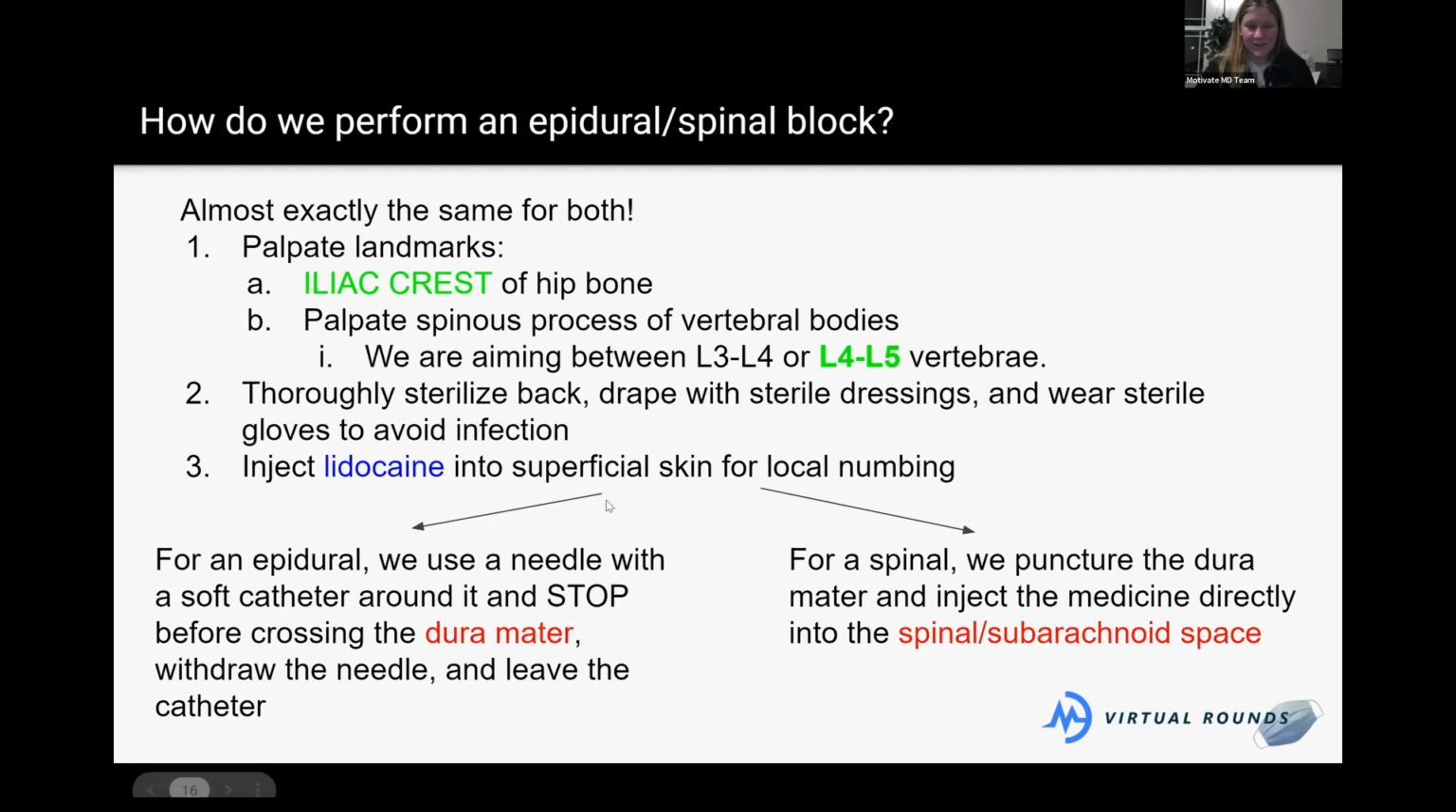And then this is where it splits off. For an epidural, we use a needle that has a soft catheter around it because we're going to thread that into the epidural space to give a continuous infusion. We stop before we cross the dura mater, withdraw the needle and leave the catheter. That's for the epidural. For the spinal, we actually do puncture the dura mater and inject the medicine into the spinal space, and then we remove the needle and there's no catheter left behind. That's the difference between the two, but the first couple of steps are exactly the same for both of them. Let me see what other questions we've got up here.